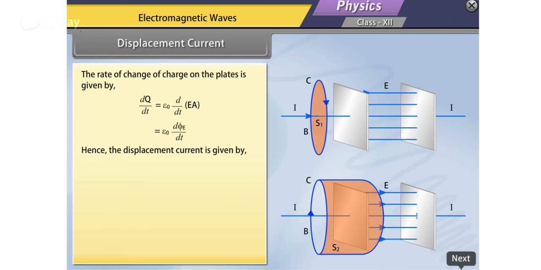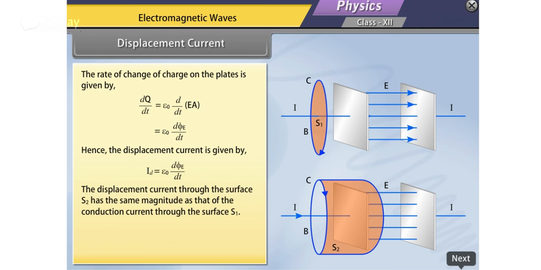Hence, the displacement current is given by I_D is equal to epsilon naught d phi E by dt. The displacement current through the surface S2 has the same magnitude as that of the conduction current through the surface S1. Now, Ampere's law becomes: closed integral of B dot dl is equal to mu naught multiplied by I plus epsilon naught d phi E by dt.